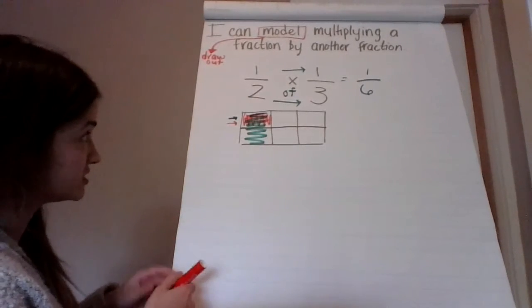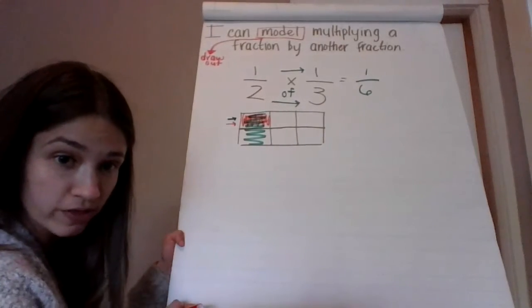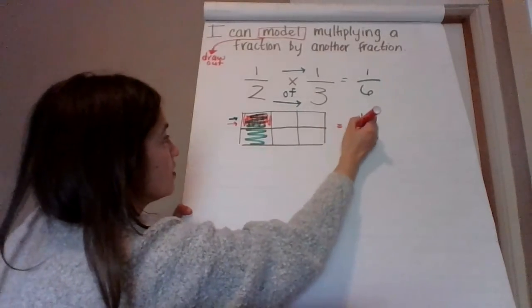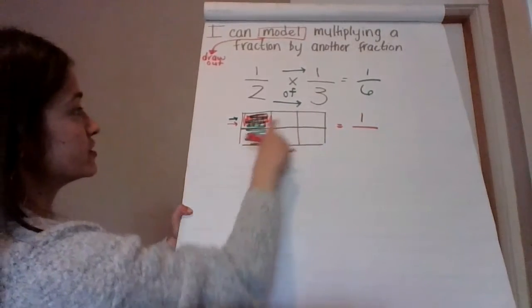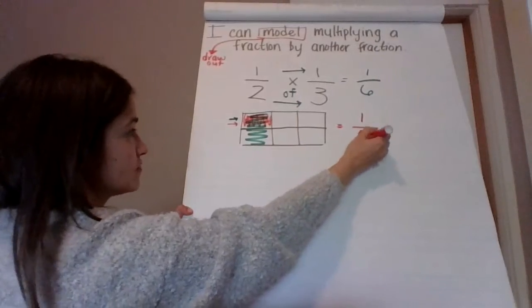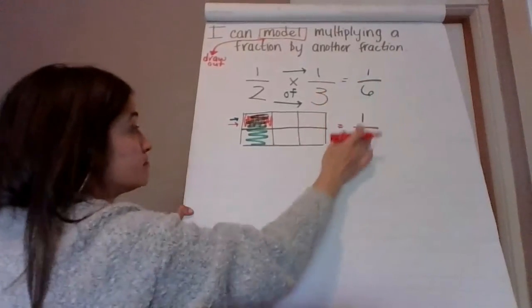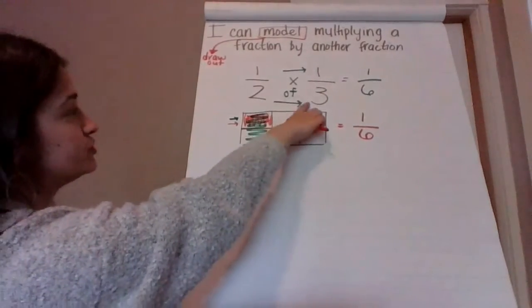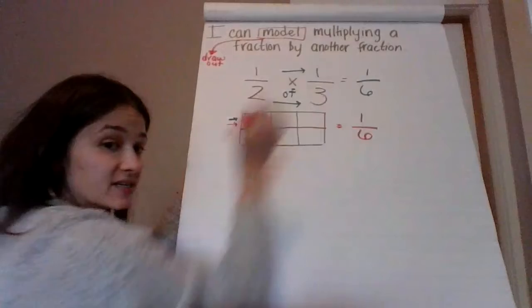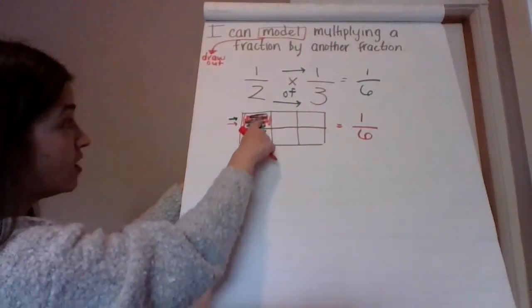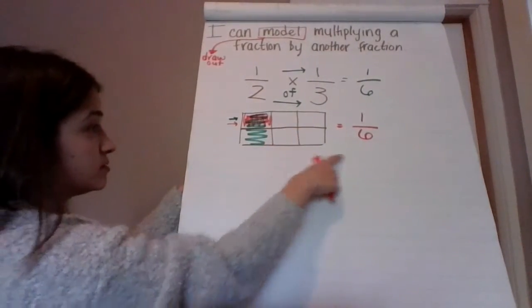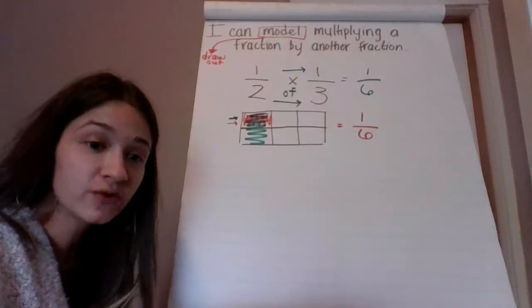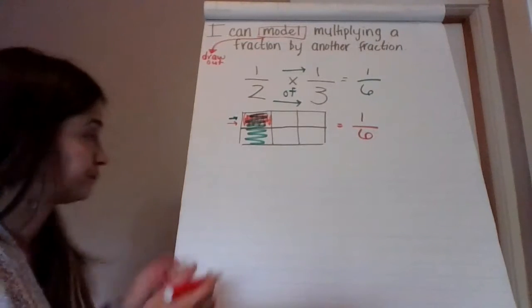Now if I count my answer of 1/2 of 1/3, I have 1 out of how many pieces? 1, 2, 3, 4, 5, 6. Look, my answers match. Wow, what do you know? When I'm doing this shortcut, I do 2 times 3 to get a denominator of 6. And in my model, I have 6 parts. If you feel confused right now, that's okay. Let's do another one.